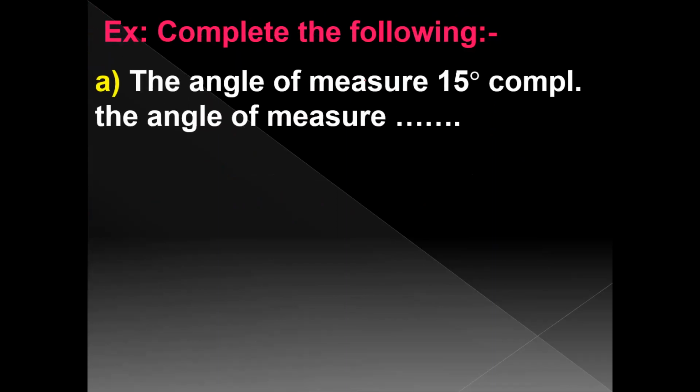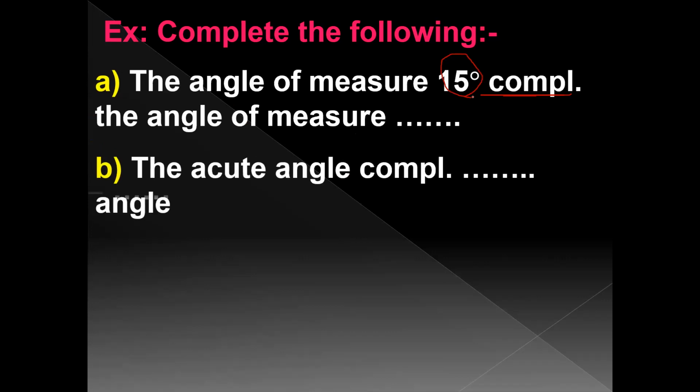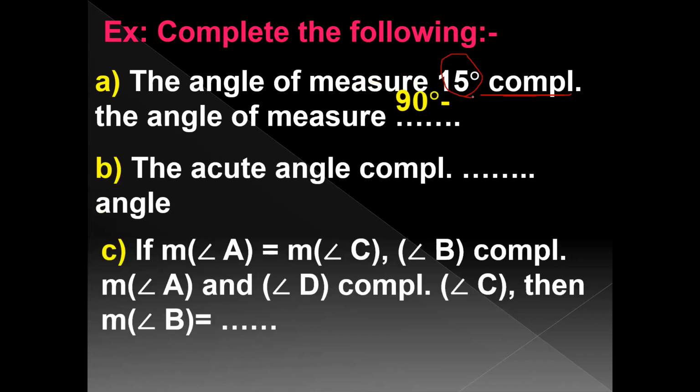Find some brackets, complete the following. The angle of measure 15 is complementary to an angle of measure what? The two complementary angles have a sum of 90 degrees. If one of them is 15 degrees, the second will be 90 minus 15, so the angle will be 75 degrees.